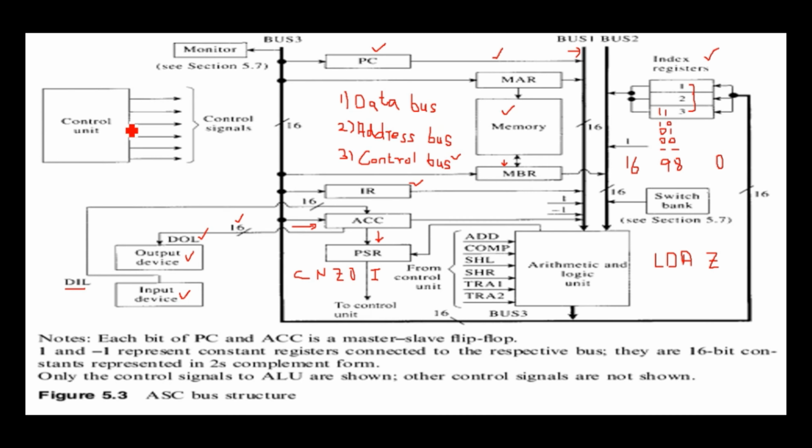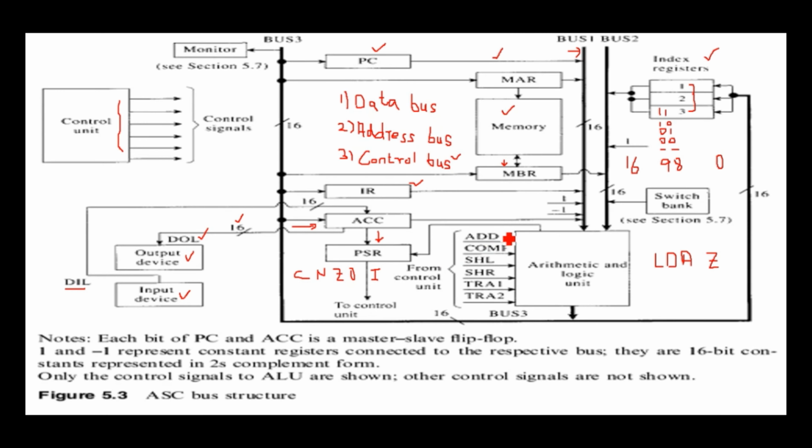We are also having a control unit which will be connected with the arithmetic logic unit. Here we are showing different control signals which are generated from the control unit. This control unit is connected with the arithmetic and logical unit. So different control signals, depending upon the instruction type, will be generated from the control unit, and these control signals will be transferred to the arithmetic and logical unit with the help of different control lines.